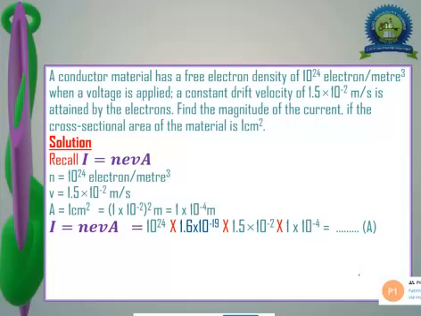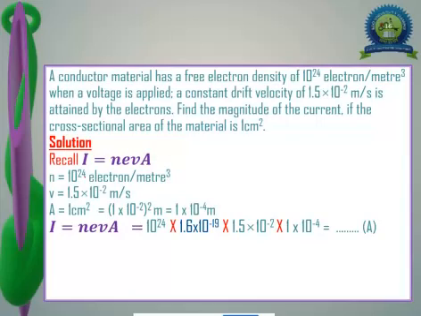A conductor has a free electron density of 10 raised to power 24 electrons per meter cube when a voltage is applied, and it has a drift velocity of 1.5 times 10 raised to power minus 12 meter per second. Find the magnitude of the current if the cross-sectional area of the material is 1 cm squared. Okay? This is the formula of interest. Recall I is equal to NeVA, where N is the electron density and e is the electronic charge, v is the velocity and A is the cross-sectional area of the material.